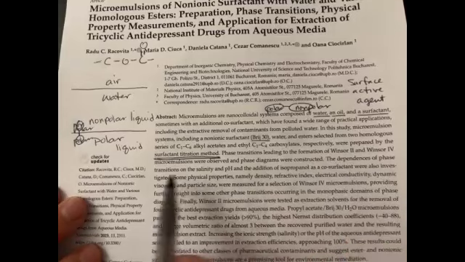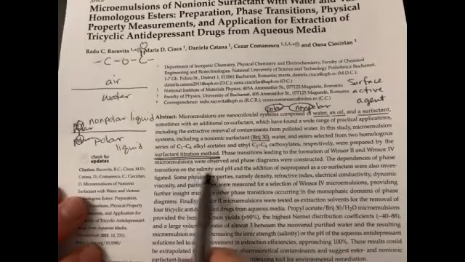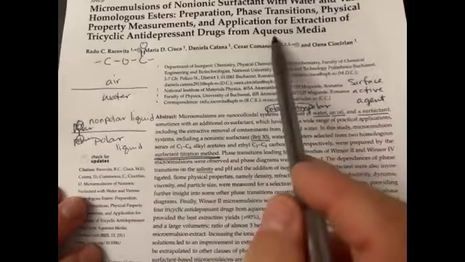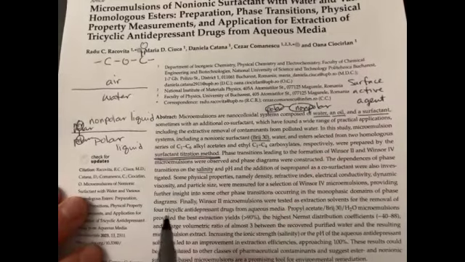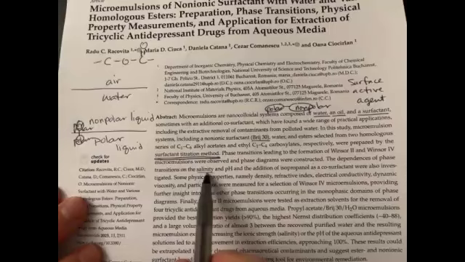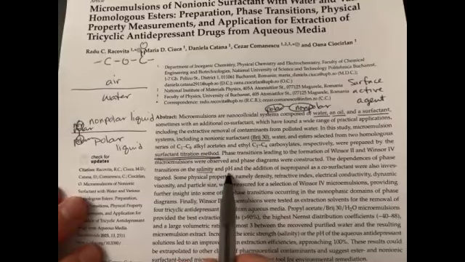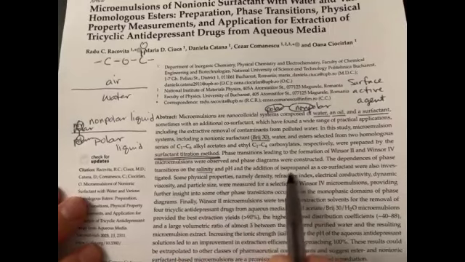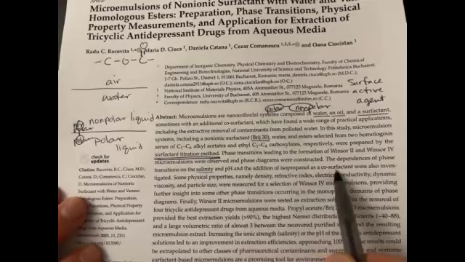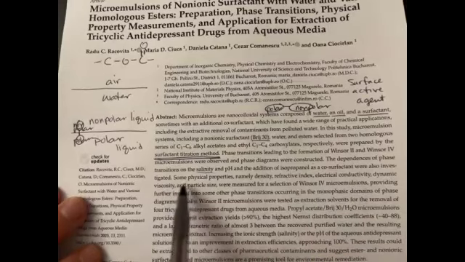The dependencies of phase transitions on the salinity just means salt amount. And does it say, it says water up here. It says aqueous media. It hasn't said anything about salt before, but salinity is salt solutions. And pH and the addition of isopropanol, that's 2-propanol, as a co-surfactant were also investigated.